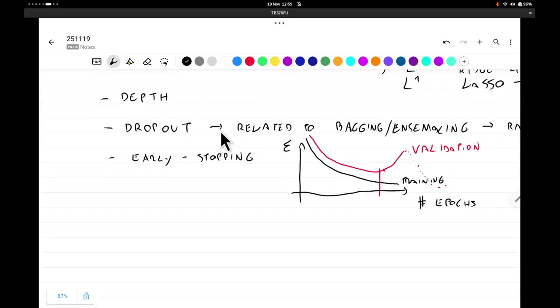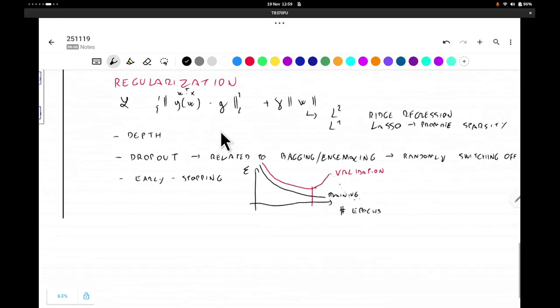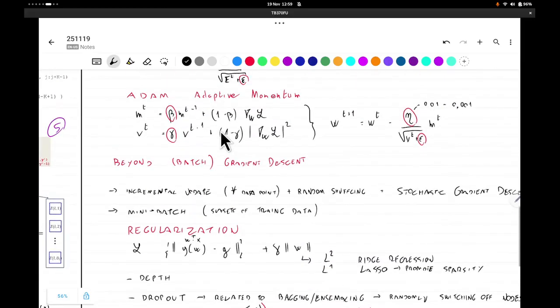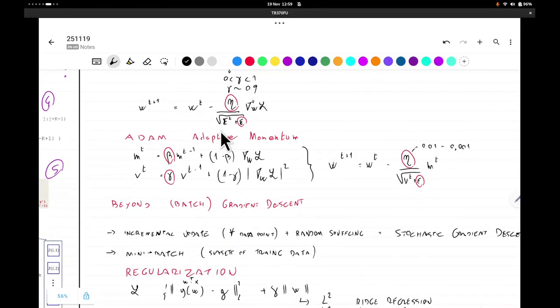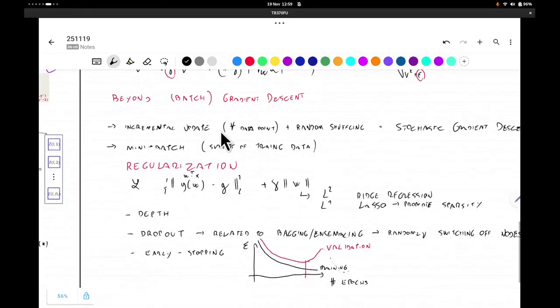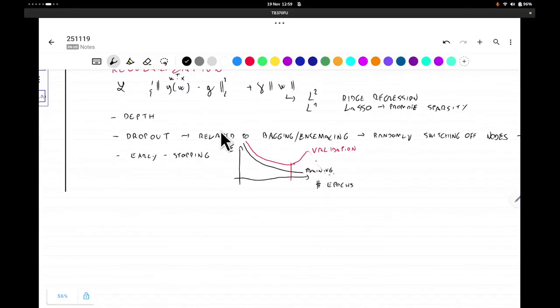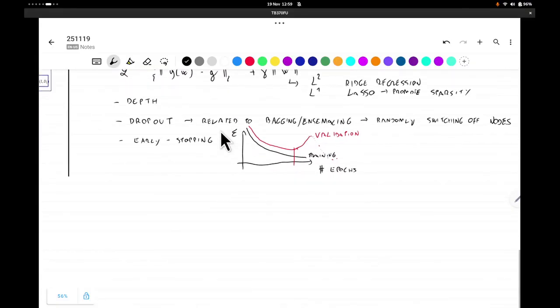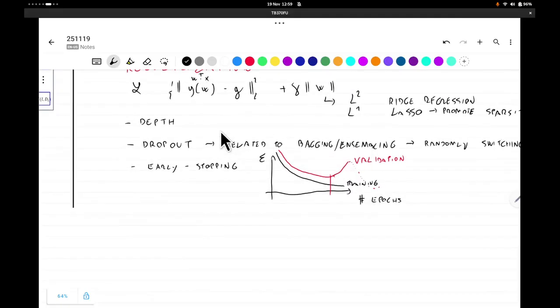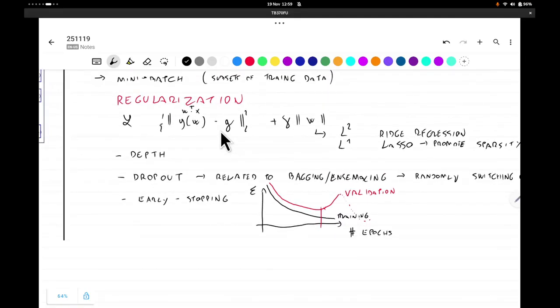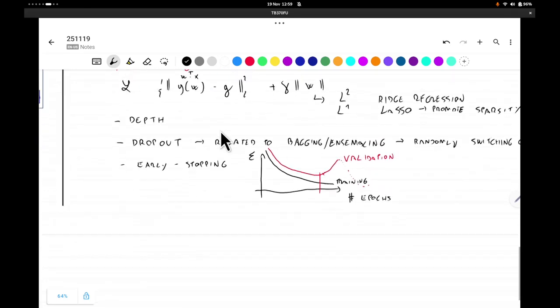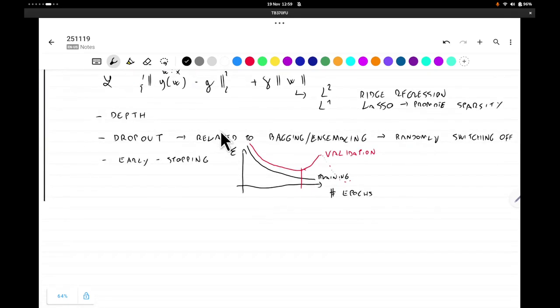As a kind of summary, all these are technologies. Certainly we use the Adam optimizer, we use mini batch, and we use depth for sure, and typically also dropout and early stopping for our training. So I think I'll start introducing now the convolutional networks.